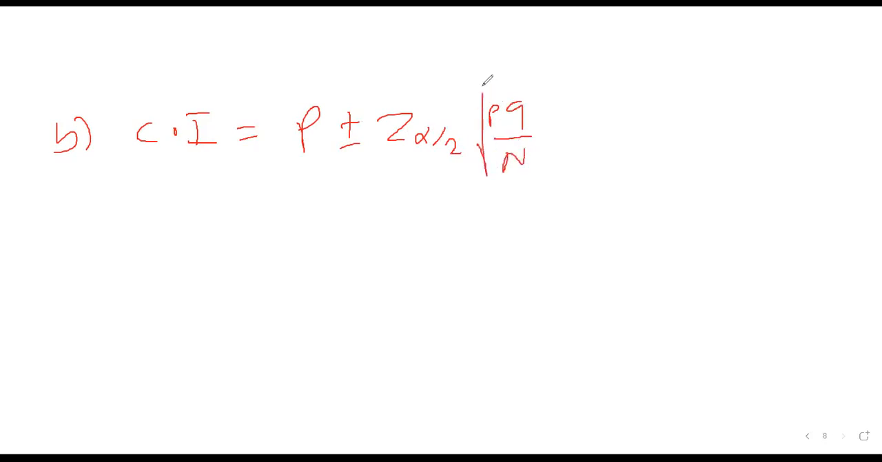Part B. Sometimes when you're not given the confidence interval, you're given what is called the proportion. The formula for the proportion is P plus minus Z alpha over 2 times the square root of PQ over N. So suppose we're given a proportion as 20% and our N as 50 and we're given our significance level as 1%. Let us find the confidence interval for the proportion.